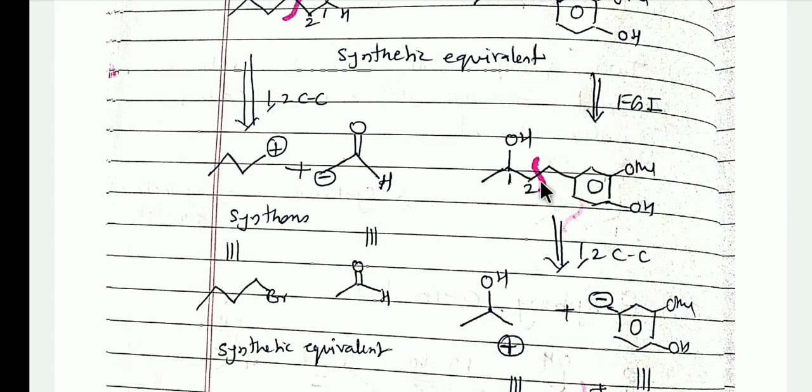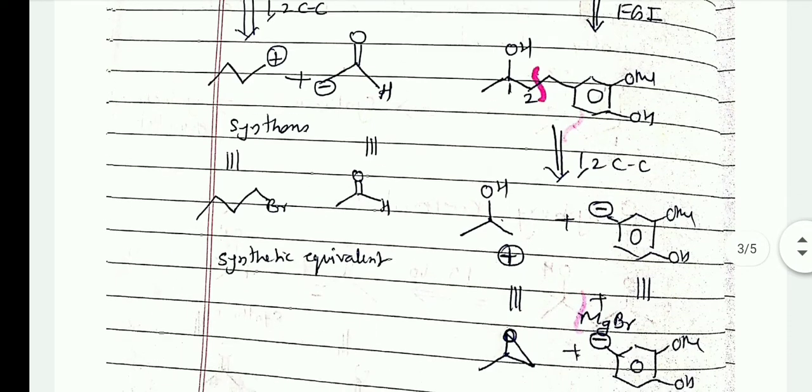And after disconnection by 1,2-CC disconnection we get two synthons. One is the positive synthon. Here this is the positive synthon and this is the negative synthon. For the formation of the synthetic equivalent of this synthon, here the H is removed as a proton, giving electrons to this oxygen atom. So this oxygen becomes negatively charged.